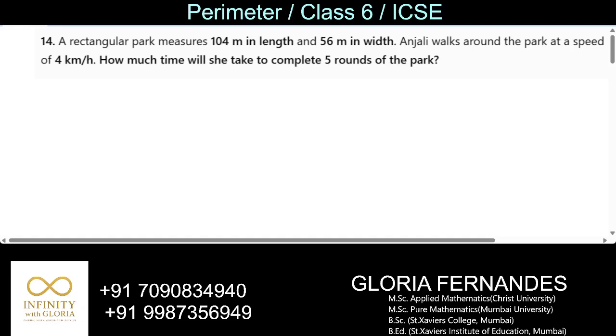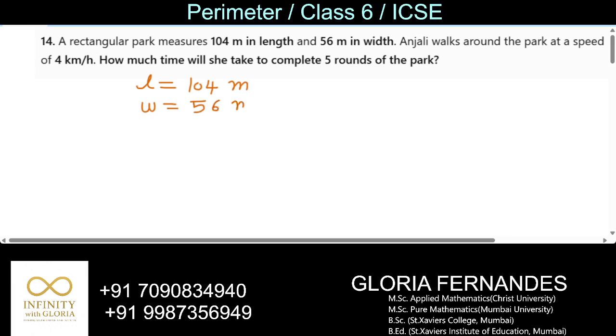So let's continue our next question. Okay. So what the question says is a rectangular park measures. So again they are talking about the rectangle, and they have given the length of the rectangle. So always in a word problem first write the data. So length is given as 104 meter and 56 meter width.